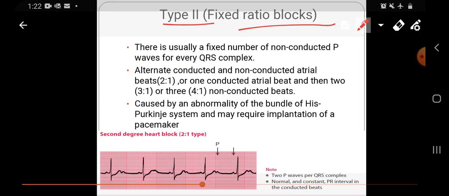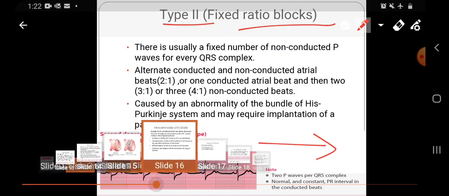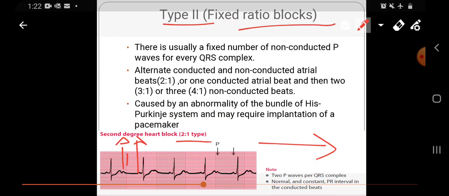Now suppose the pattern is what we call 2 to 1, where one is conducted and one is not conducted. What will we see on the ECG? We will see something like this. Here is a P wave that is not conducted. Okay? And then this P wave is conducted and it creates a QRS complex. Okay, after it comes a QRS complex. Then here we have a P wave that is not conducted and then a P wave that is conducted.